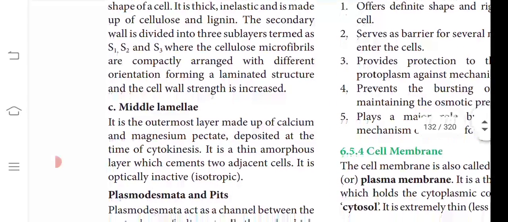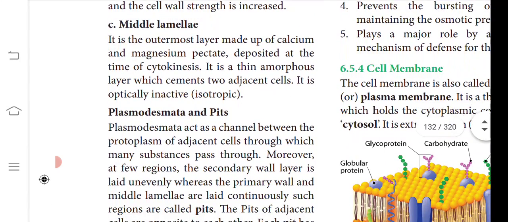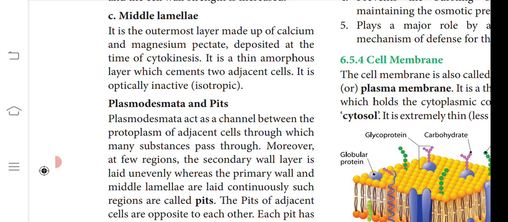The secondary cell wall is divided into three sub-layers termed S1, S2 and S3, where the cellulose microfibrils are compactly arranged with different orientation, forming a laminated structure, and cell wall strength is increased. Middle lamella is the outermost layer, made up of calcium and magnesium pectate deposited at the time of cytokinesis.